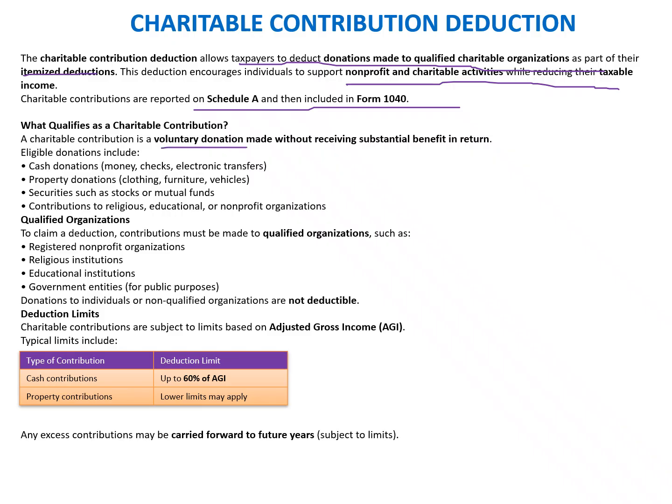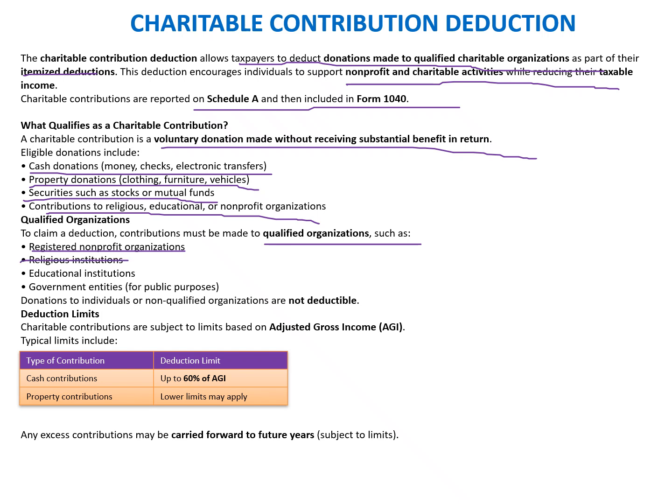A charitable contribution is a voluntary donation made without receiving a substantial benefit in return. These donations include cash donations, which are money, checks, electronic transfers, property donations, clothing, furniture, vehicles, securities such as stocks or mutual funds, and contributions to religious, educational, and non-profit organizations. And what are the qualified organizations? To claim the deduction, contributions must be made to qualified organizations such as registered non-profit organizations, religious institutions, educational institutions, and government entities. Donations to individuals or non-qualified organizations are not eligible for the deduction and hence cannot be claimed as an itemized deduction.